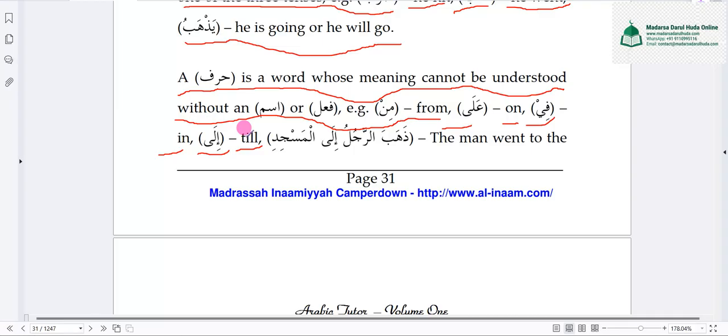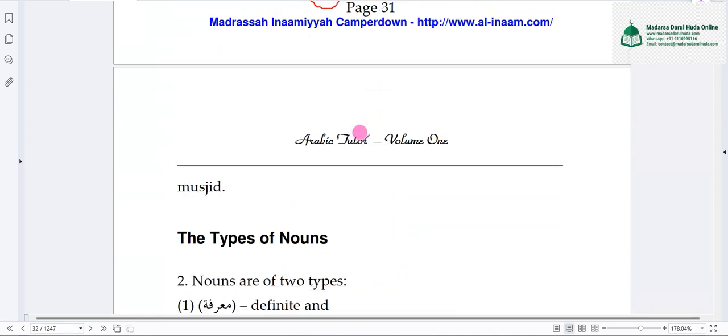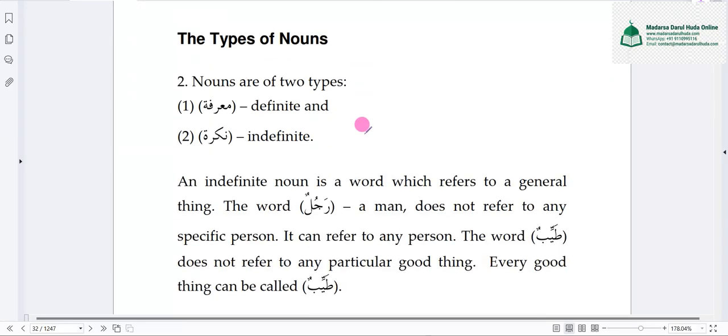For example, there are four examples of harf given here: min, ala, fi, ila. But even if we translate min, ala, fi, ila, it does not make any sense. To understand the exact meaning of all these harf, we use them in a proper sentence with ism and fail. Only then will we be able to understand the exact meaning of harf.